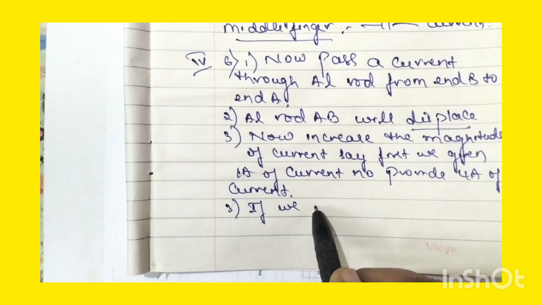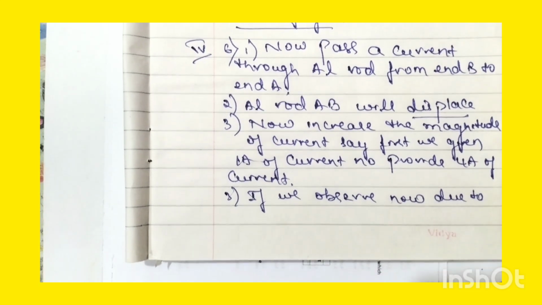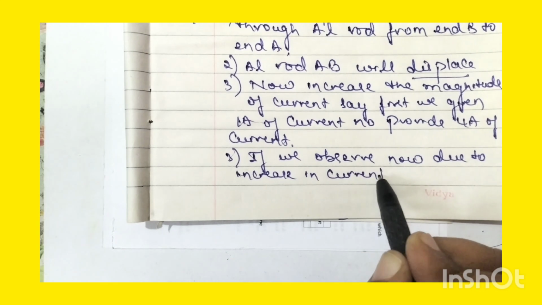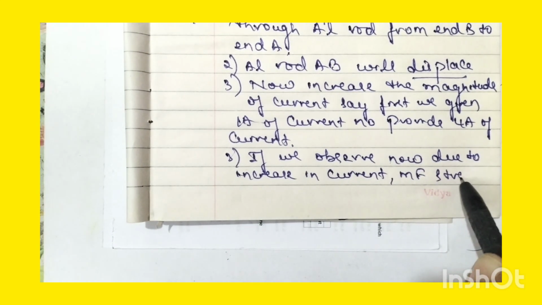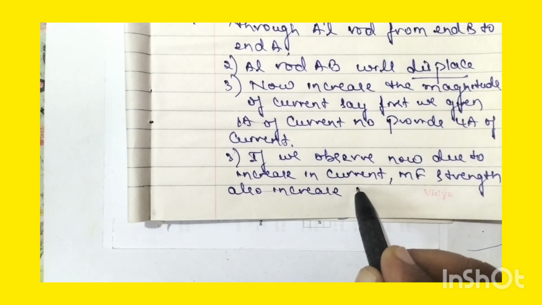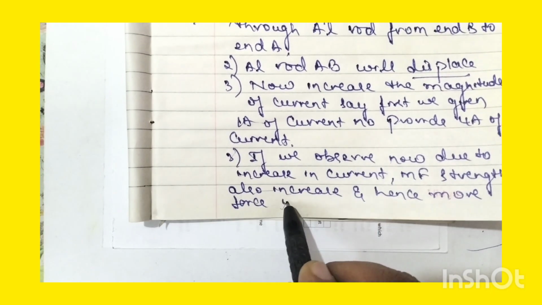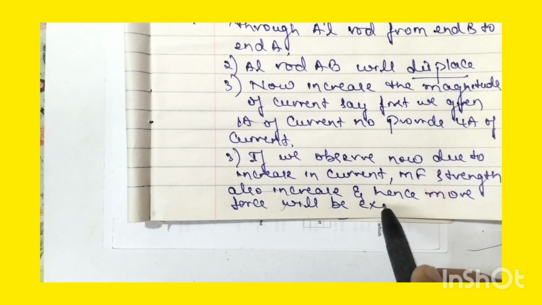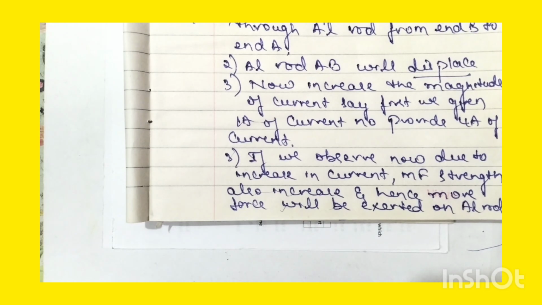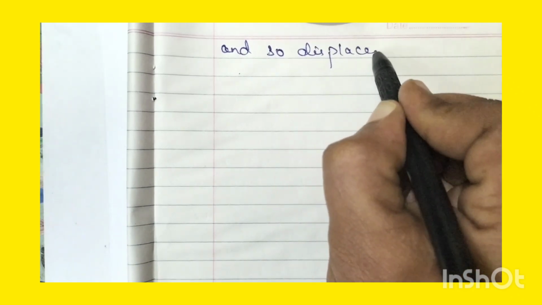If we observe now, due to increase in current, the magnetic field strength also increased, and hence more force will be exerted on the aluminium rod, and so it displaces more.